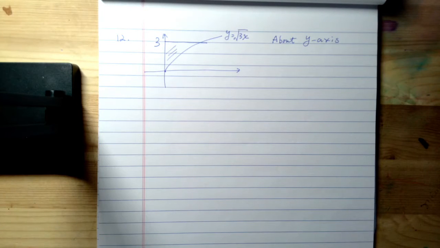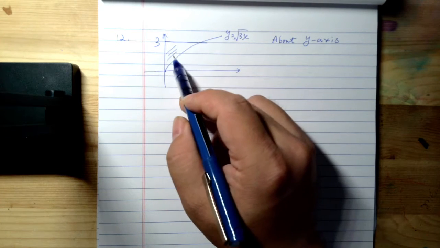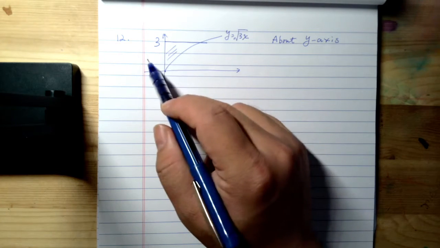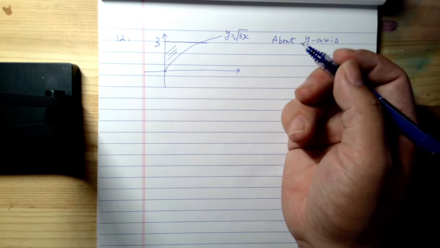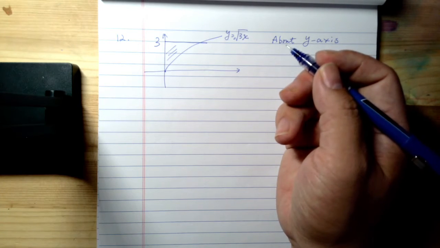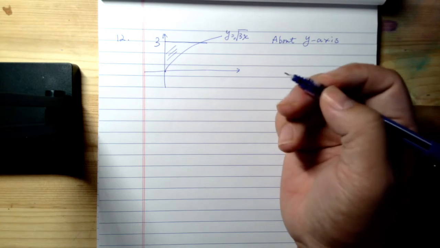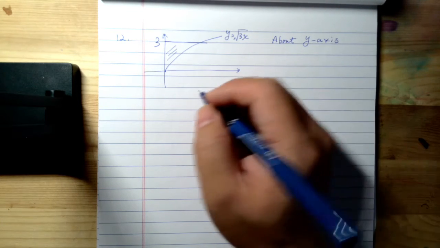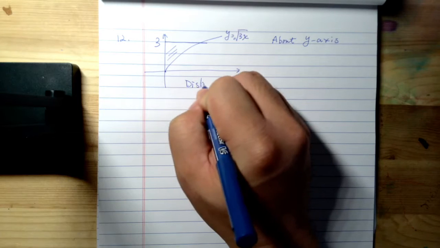Okay, so this problem is very similar compared to the previous one we discussed. So given this region, I'm going to revolve this region about the y-axis and ask you to figure out the volume. So still, the easier way is to use the disk method, okay.